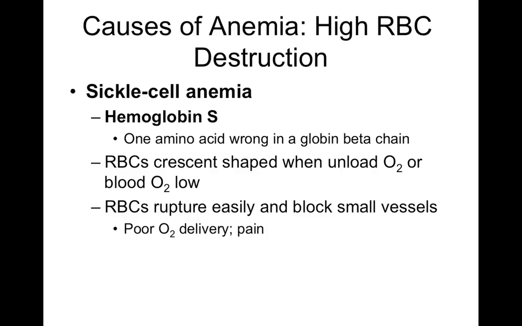Now, what's interesting is that sickle cell anemia is a genetic mutation in the gene that encodes for hemoglobin. It's actually a point mutation. Now, what this causes, though, is the red blood cells to take on a crescent shape or sickle shape.